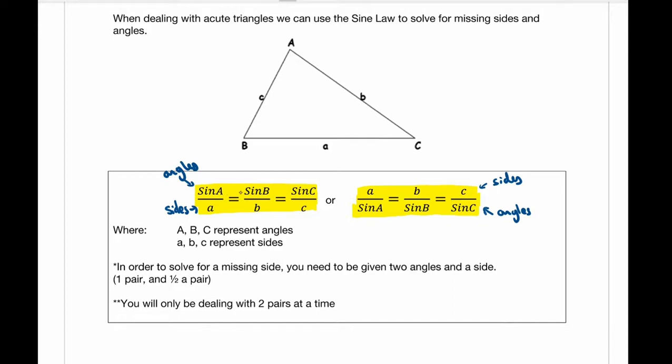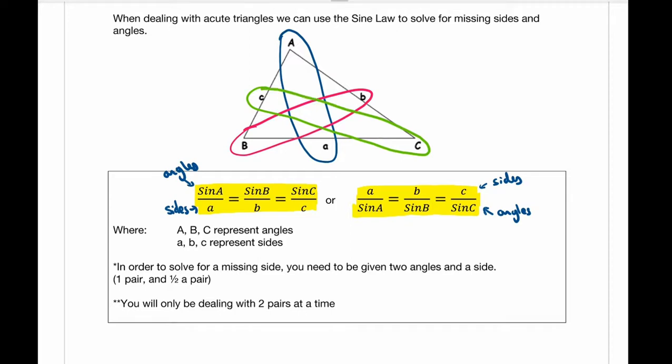So basically what these are looking at, we've created pairs between all the angles and their corresponding sides. So for example, this is one pair of angle A and side A. This is a pair of angle B and side B. And this is our third pair of angle C and side C. And what the sine law is basically telling us is that when we do sine of the angle divided by its corresponding side, that's equal to the ratio of sine of another angle and its corresponding side, which is also equal to the ratio of the last pair.